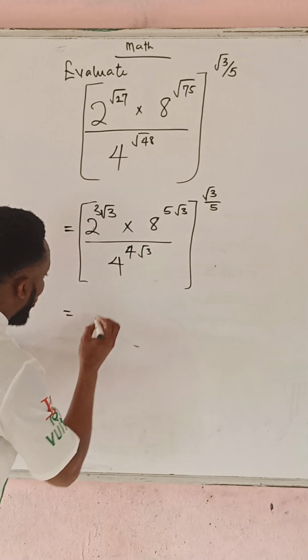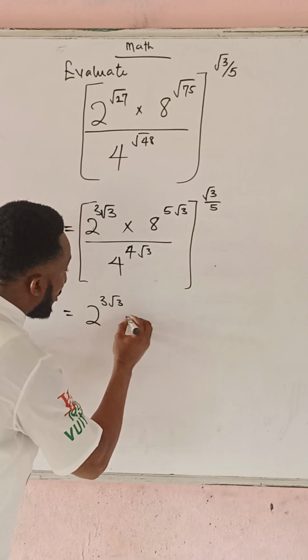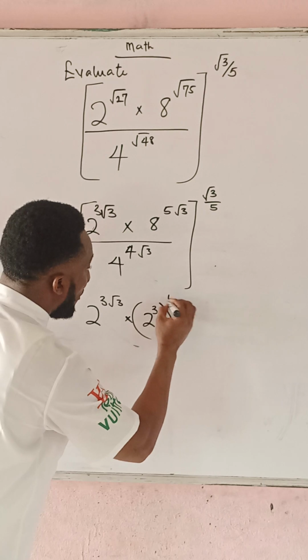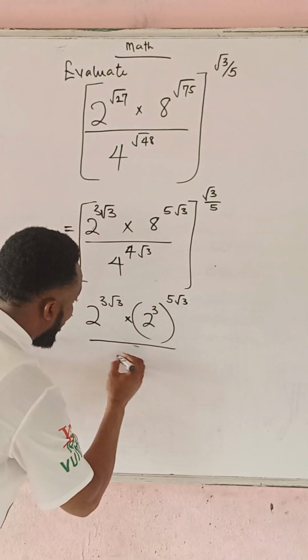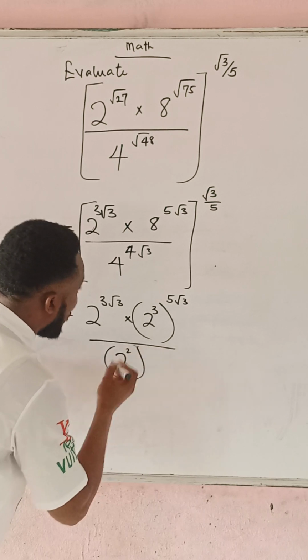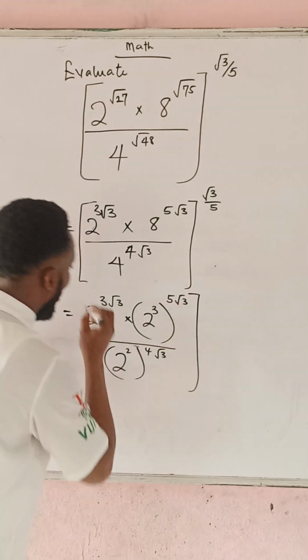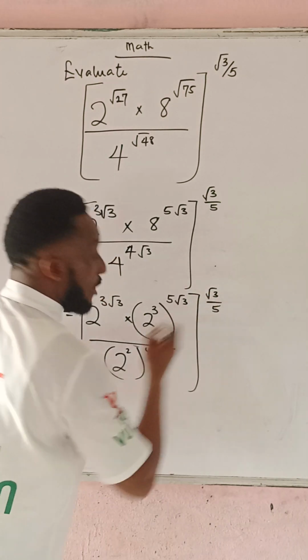So I can write it to become 2 raised to the power of 3 root 3, multiplied by 2 raised to the power of 3 all raised to the power of 5 root 3, divided by 2 raised to the power of 2 all raised to the power of 4 root 3. Everything all raised to the power of root 3 on 5.